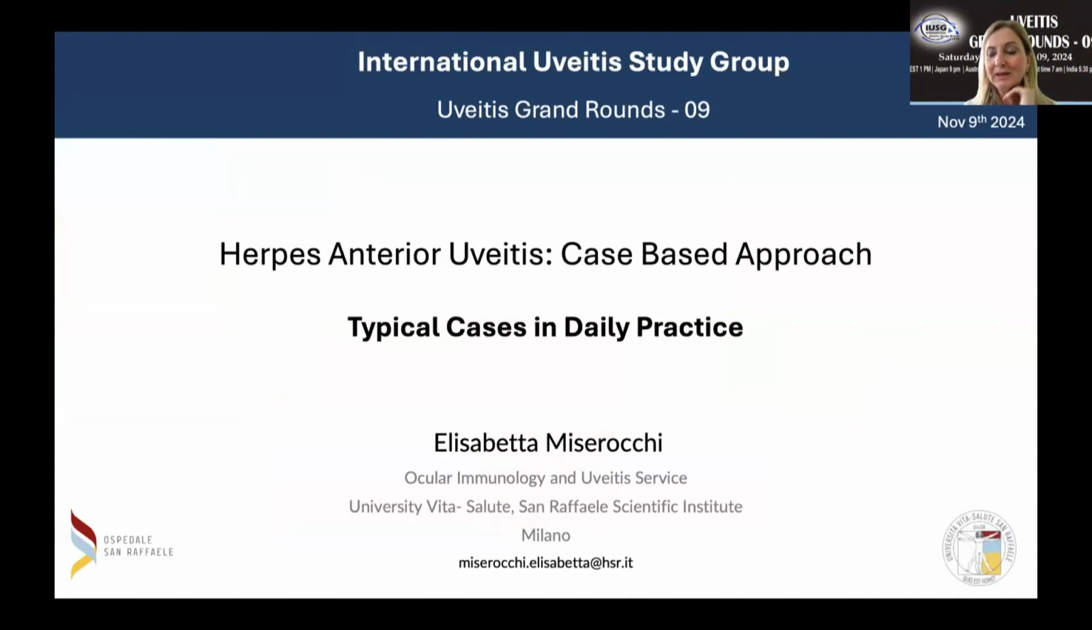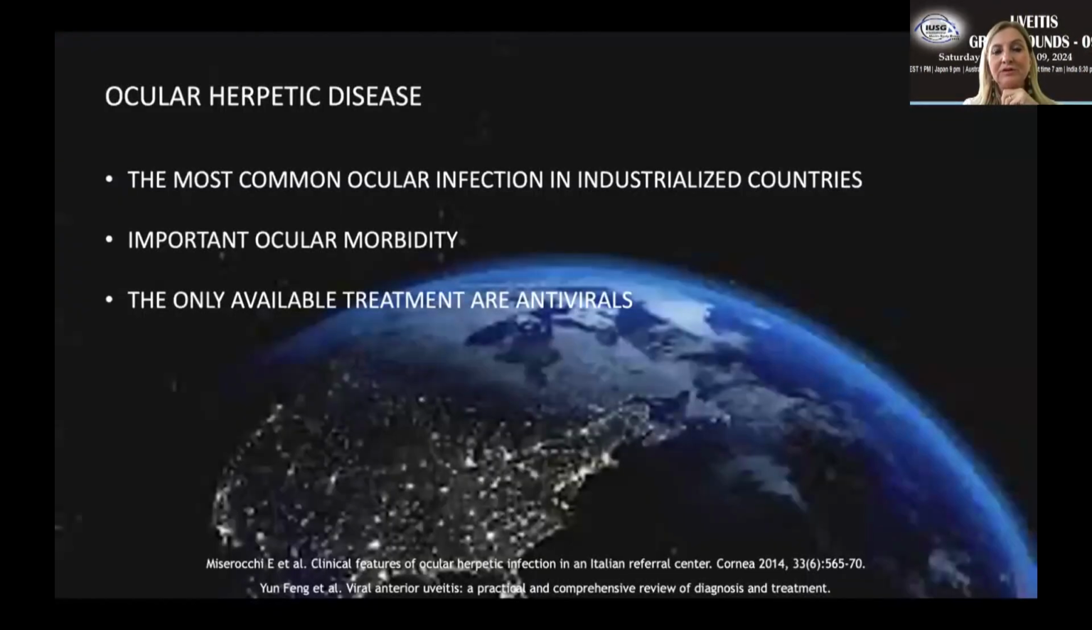So I'm gonna try to summarize the typical clinical features of ocular anterior uveitis, and I'm gonna just introduce the problem of the ocular herpetic disease, which you already may know is one of the most common ocular infections in industrialized countries, but more importantly, is an important cause of ocular morbidity.